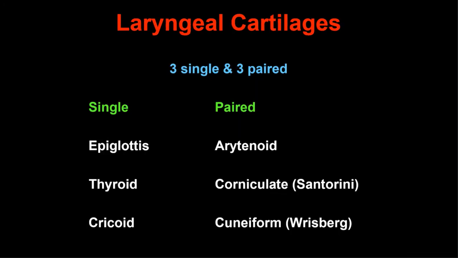The laryngeal framework is formed by three single and three paired cartilages. Single cartilages are the epiglottis, thyroid cartilage, and the cricoid cartilage, and paired cartilages are the arytenoid cartilage, corniculate or Santorini, and cuneiform or cartilage of Wrisberg. So these are the three paired cartilages and three unpaired cartilages.